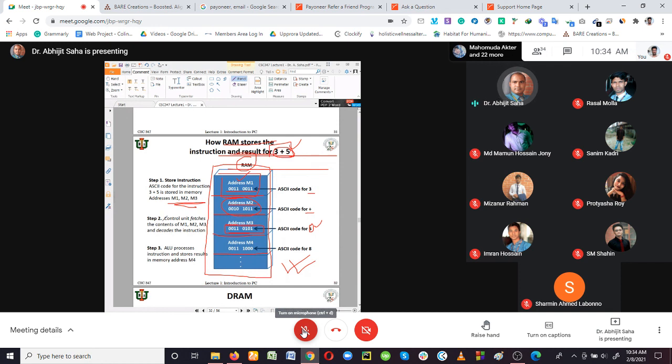Now the control unit of the processor fetches these three instructions from memory, from locations M1, M2, and M3. They are decoded and sent to the ALU. The ALU makes the execution and sends the result back to memory. The result is stored, for example, at address M4. So you can see that 3 plus 5 equals 8, and the ASCII code of 8 is stored in a new location, address M4. Do you understand that? Yes, sir.